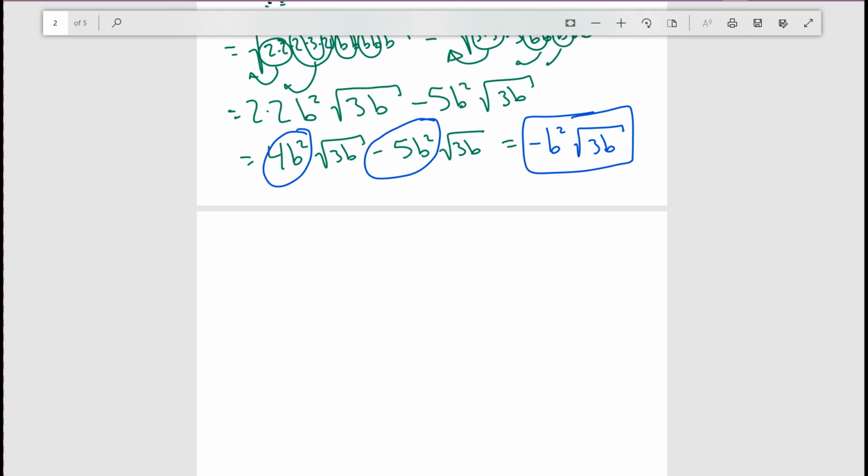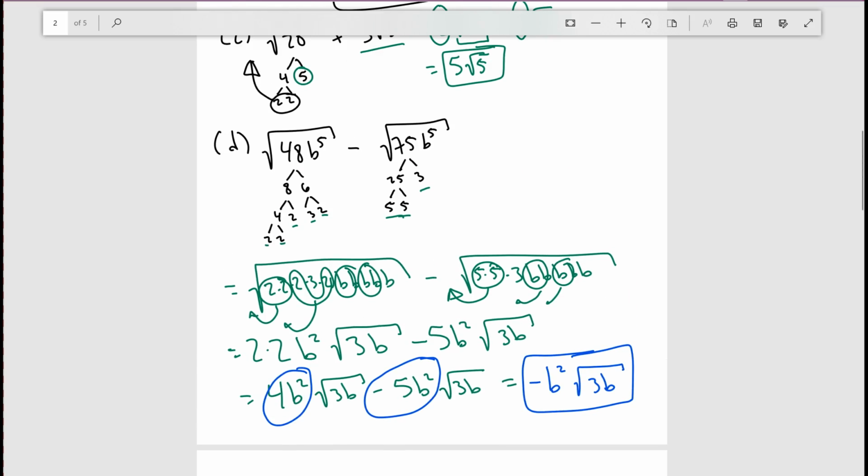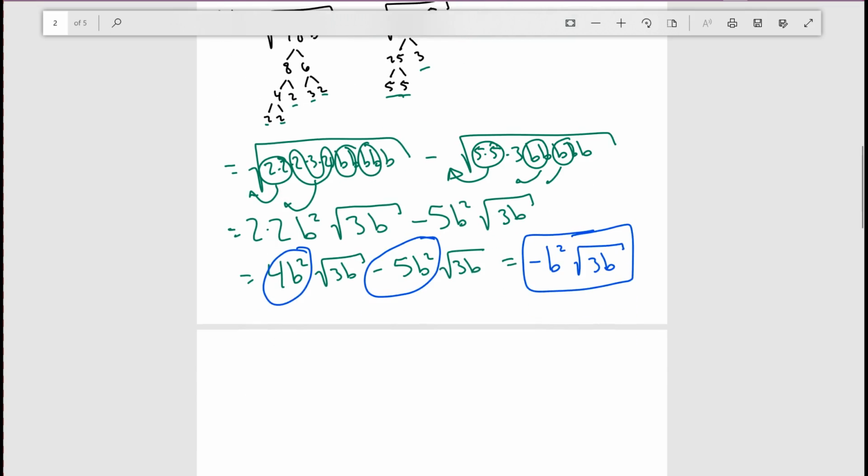Okay. All right, so there's really not a lot to it. You just want to be able to simplify them if you see that there are not like terms. And then after that, try to add up the coefficients or subtract them, whatever you have to do. Okay.